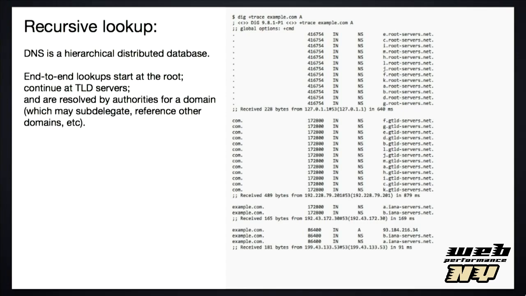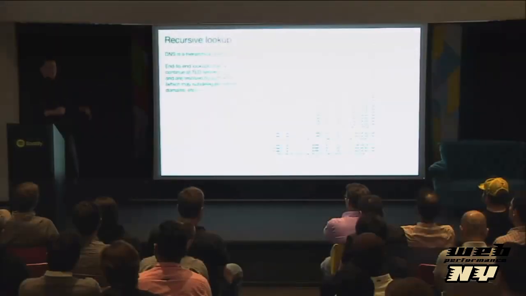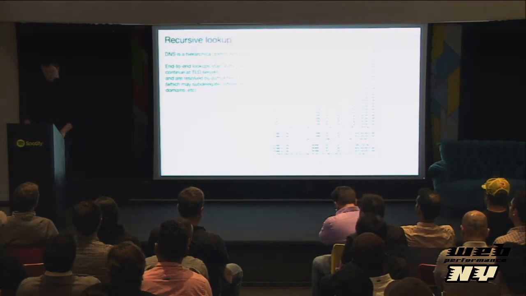This is how all DNS works on the internet, this sort of hierarchical infrastructure. There's a lot of other nuance to it, of course. We can subdelegate domains to other name servers, or we can reference other domains with what we call CNAMEs, and we'll see more of that later.